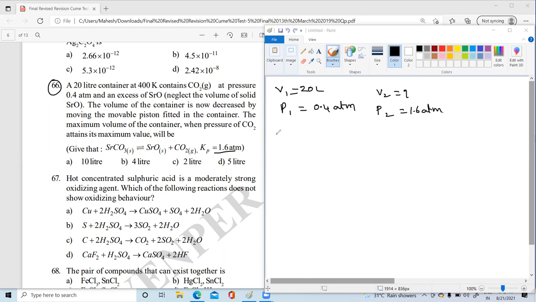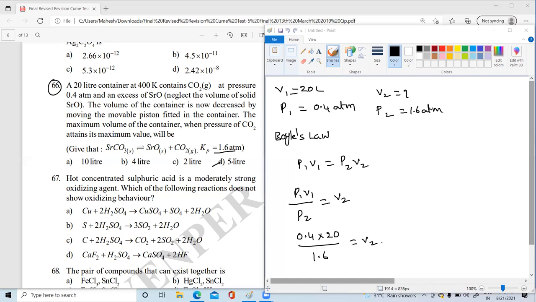As we know very well, according to Boyle's law, P1 V1 equals P2 V2. So we have to know P2 here. I'm taking P1 V1 divided by P2 equals V2. So P1 is how much, students? P1 is 0.4 into V1, 20 liters, divided by P2, 1.6. On simplification, students, we get 5 liters.